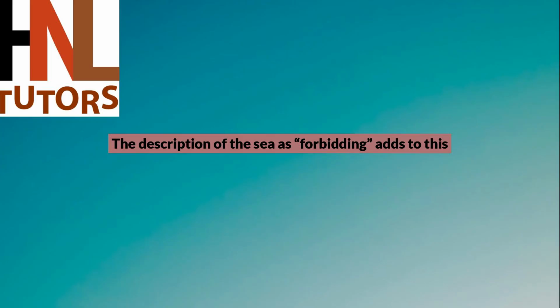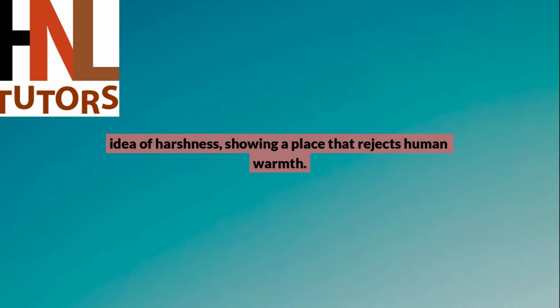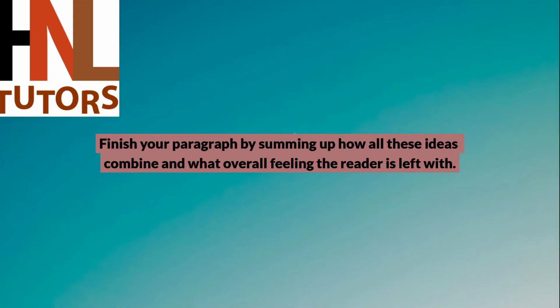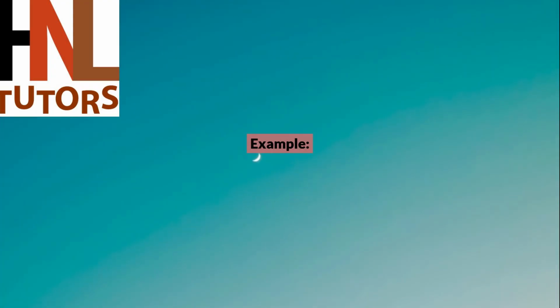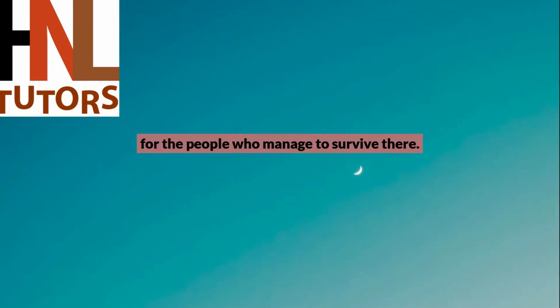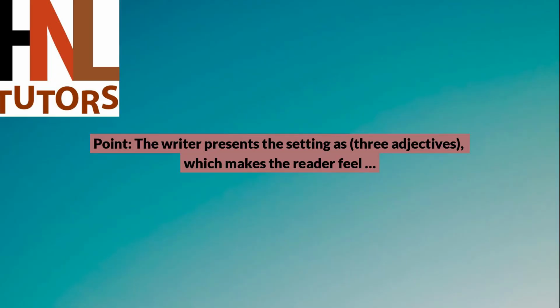Example: the description of the coast as "forbidding" adds to this idea of harshness, showing a place that rejects human warmth. The reader feels both admiration and fear. The land is beautiful, but it doesn't welcome you. Step 5: link back. Finish your paragraph by summing up how all these ideas combine and what overall feeling the reader is left with. Example: overall, Maupassant's language makes the setting seem wild, lonely, and relentless, leaving the reader with respect for the people who managed to survive there.